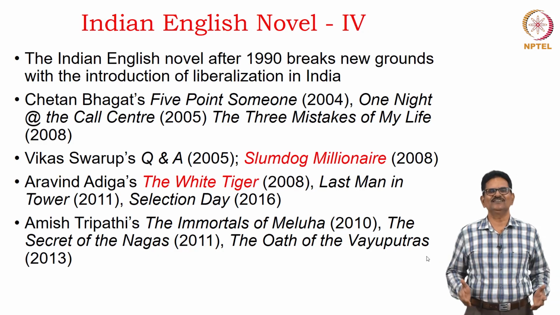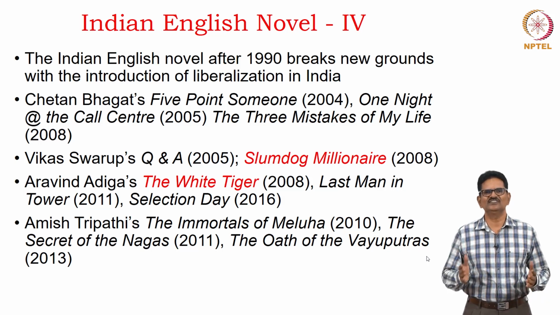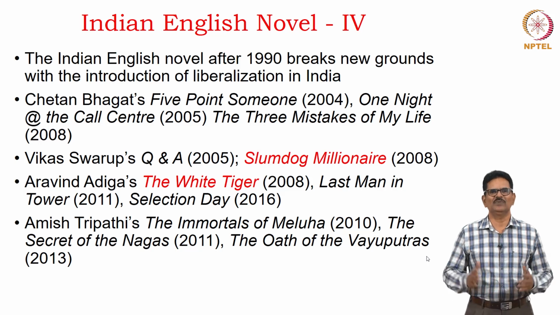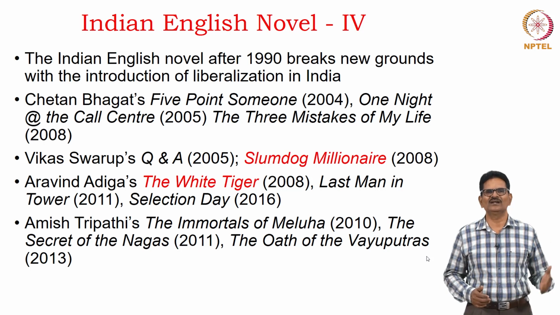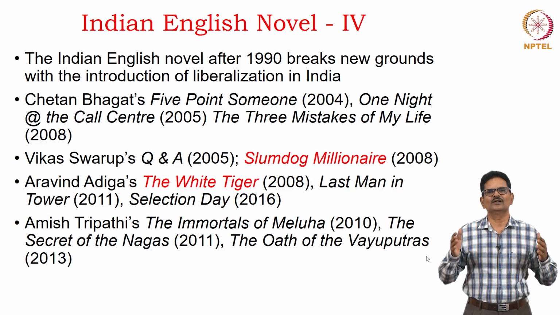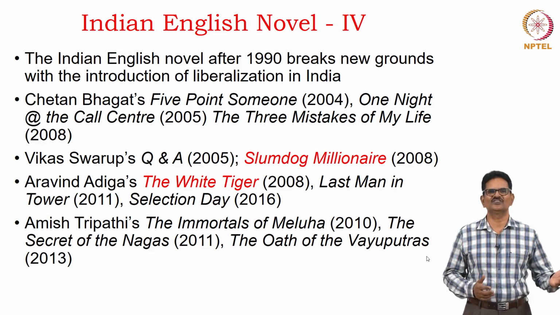Another most recent set of novelists we have in Chetan Bhagat, Vikas Swarup, Aravind Adiga and Amish Tripathi. These are recent young generation of writers. The Indian English novel after 1990 breaks new grounds with the introduction of liberalization in India. Chetan Bhagat has many novels, some of them are 5 Point Someone, One Night at the Call Center, The 3 Mistakes of My Life. Swarup has his novel Q&A, and we have the film Slumdog Millionaire based on this novel.